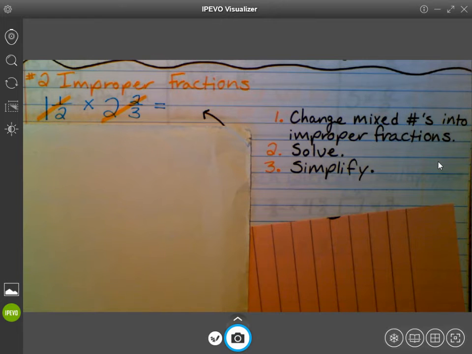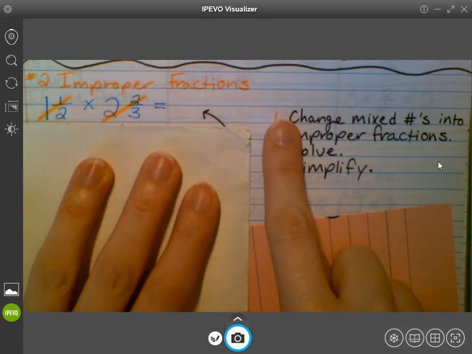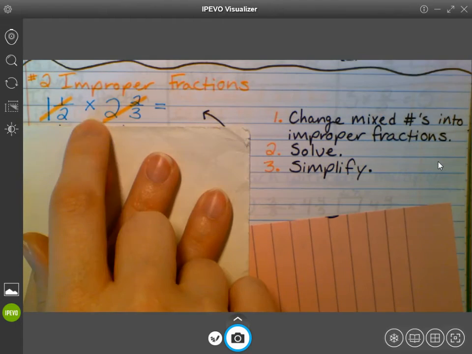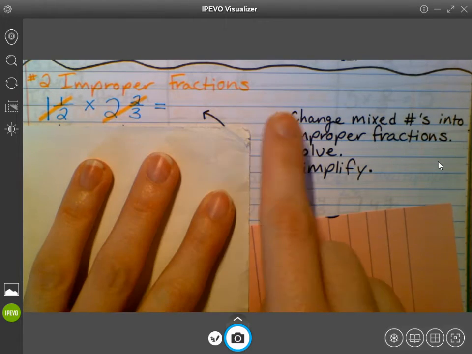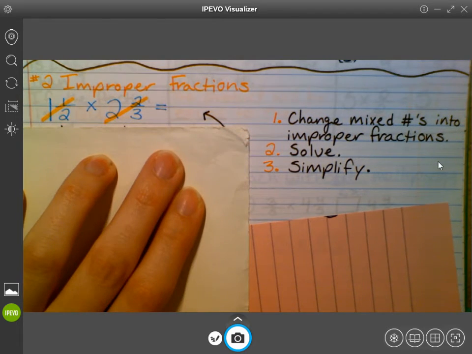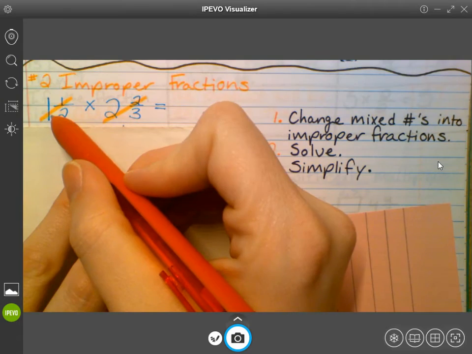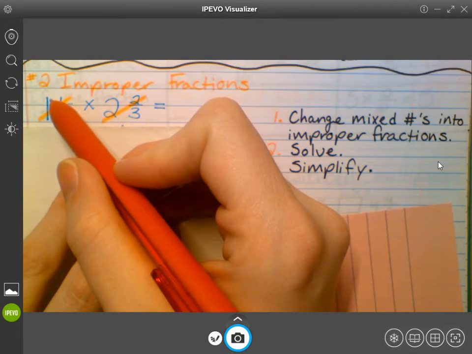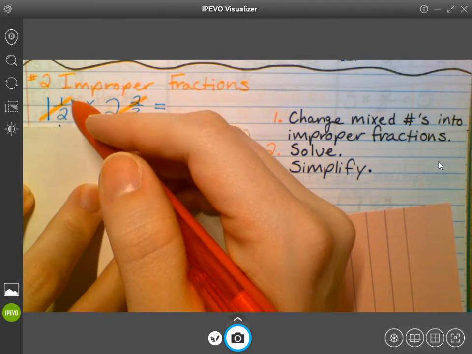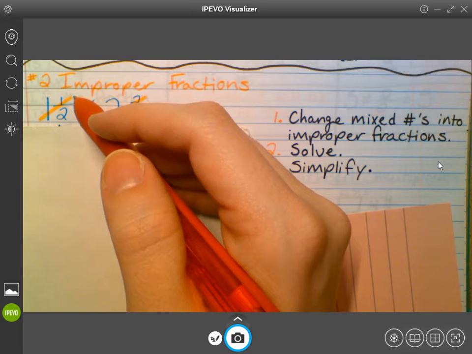Okay, so we're going to go through and follow each step. We wrote our problem at the top, 1.5 times 2 2/3. Our first step is to change the mixed numbers into improper fractions. Now, as a refresher, when we do that, we need to add a math symbol here and a math symbol here. Who remembers what those 2 math symbols are? Drew. Add and subtract. Not add and subtract. Add is one of them. What's the other symbol?